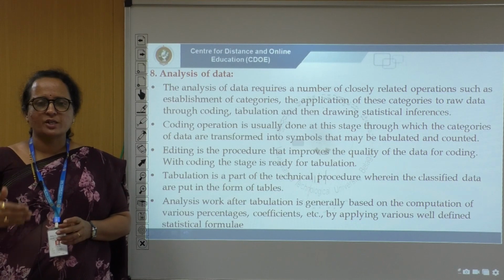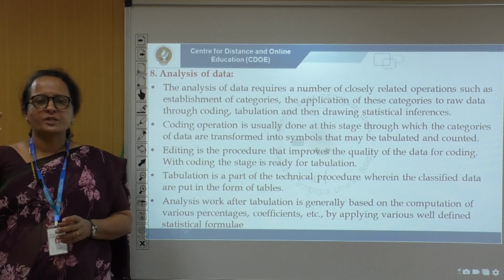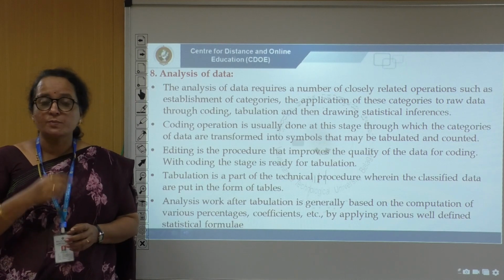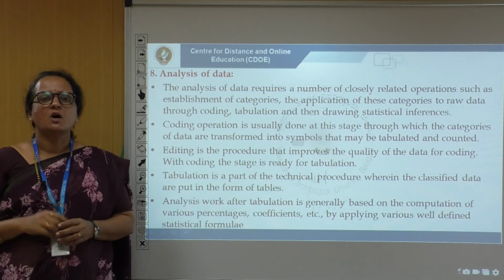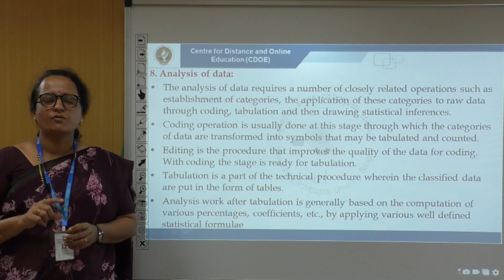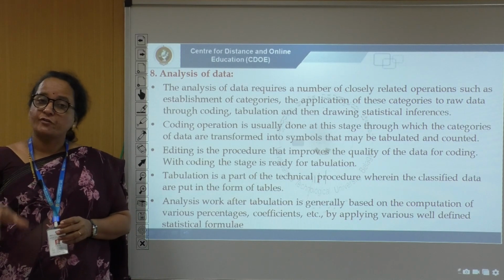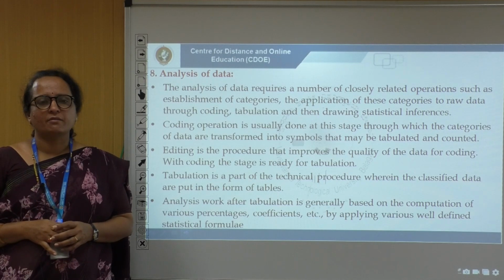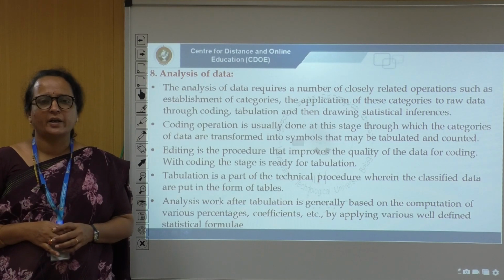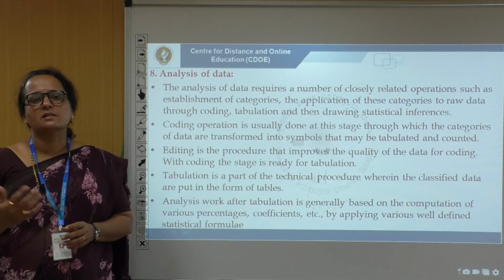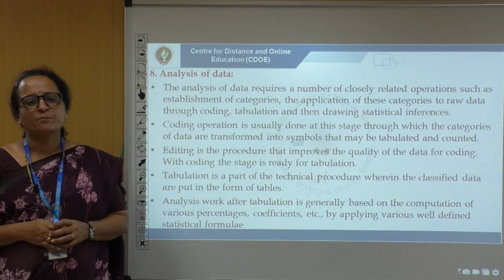If it is a multiple choice question, then option 1 gets one code, option 2 the second code, option 3 the third code, option 4 the fourth code. If it is a dichotomous question, a yes or no type of question, then for a yes response code 1 is given, and for a no response code 2 is given. In this way, codes will be given for different responses. That is what is called coding of data. Either numbers or alphabetical characters are used for coding the data.